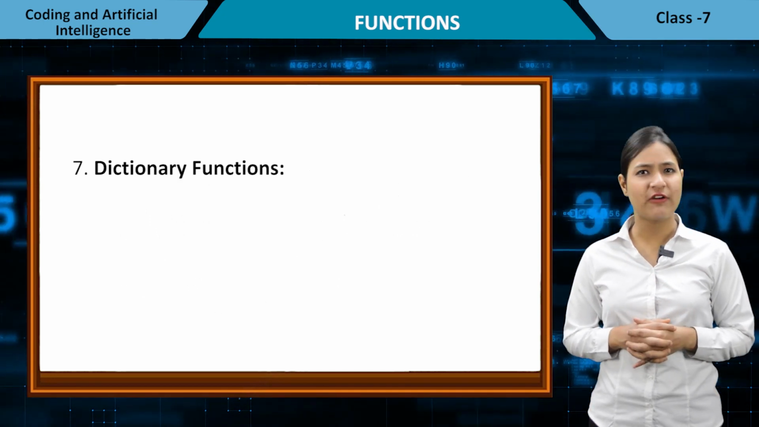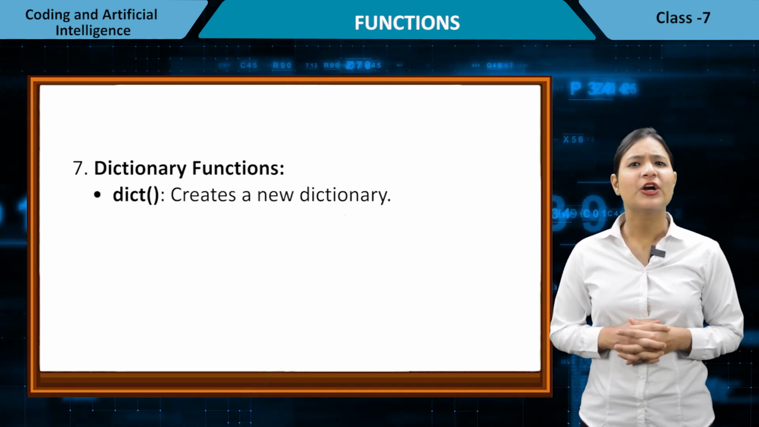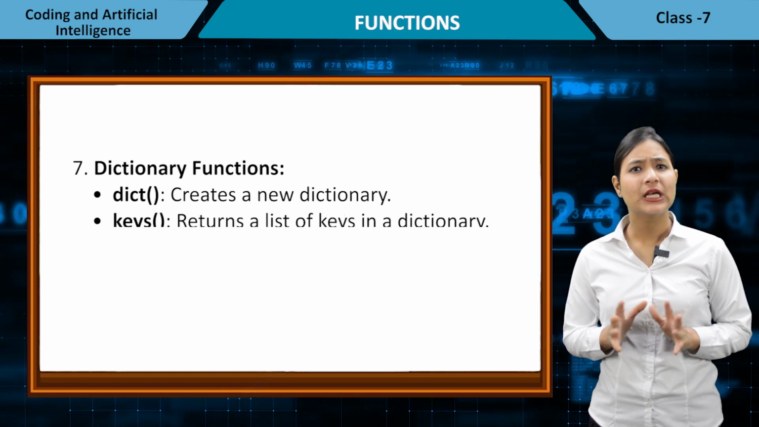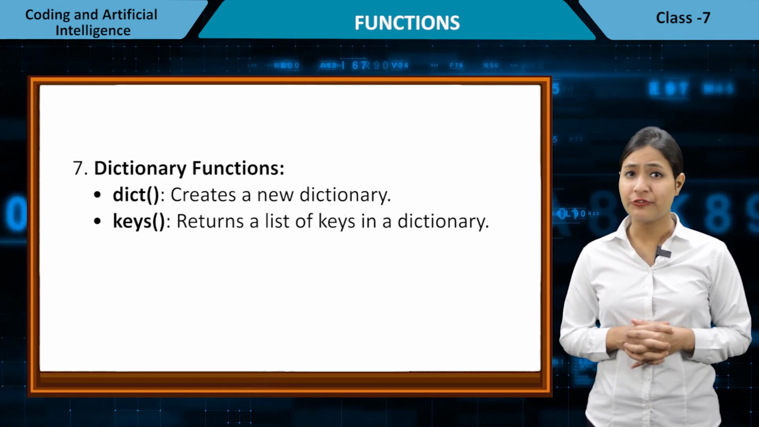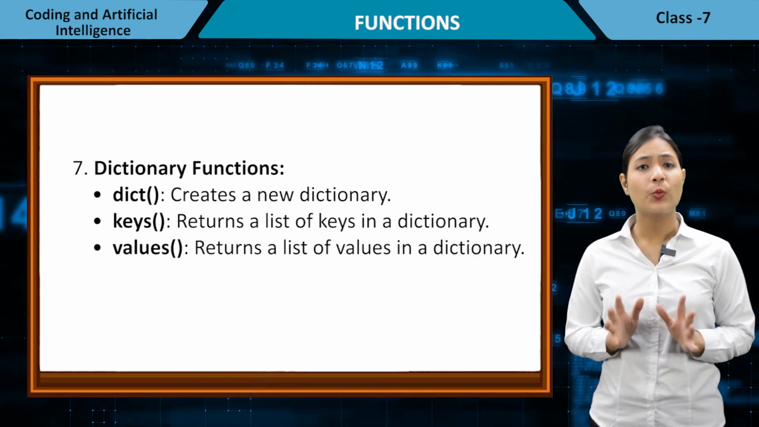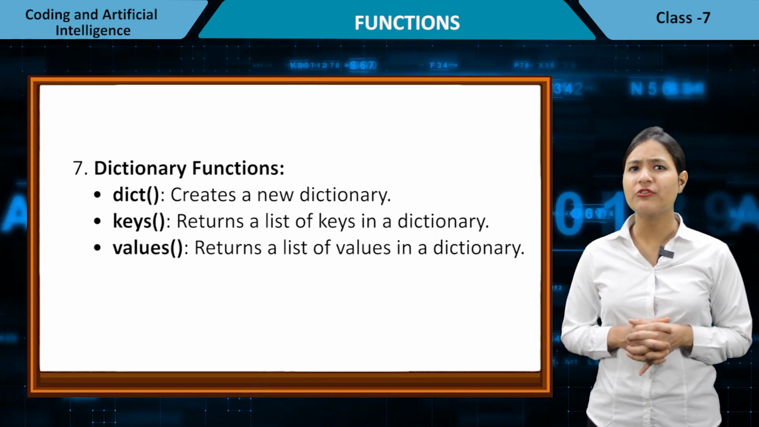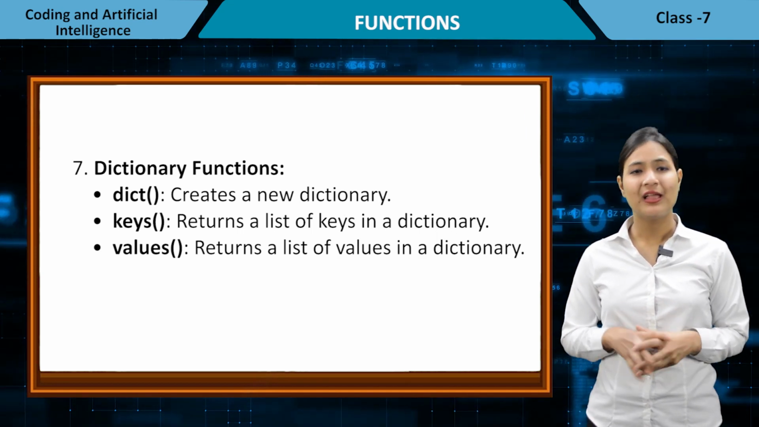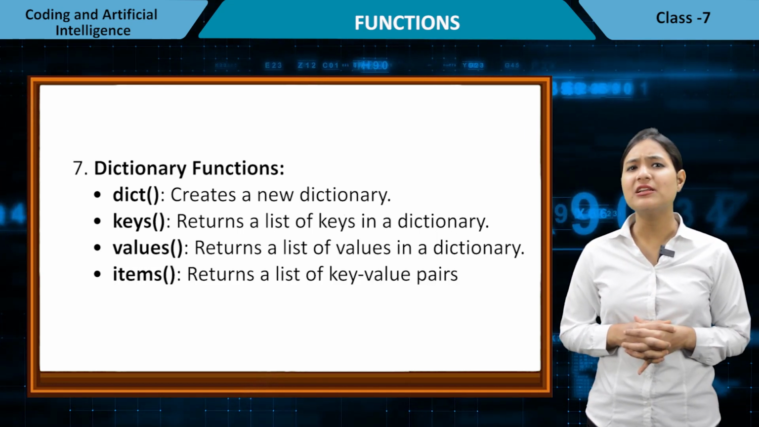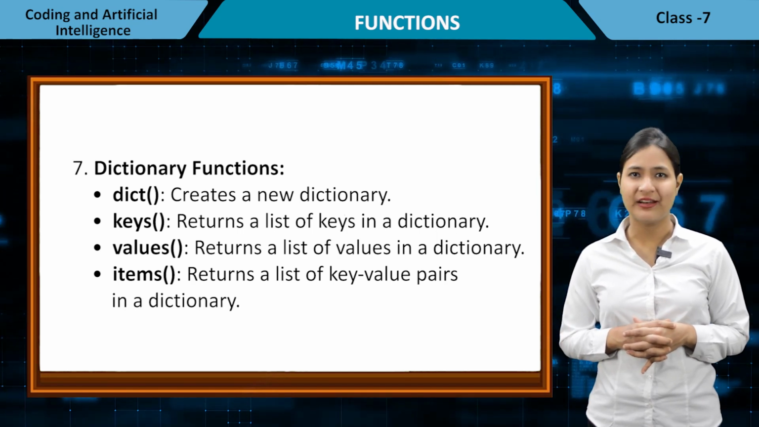Seventh, dictionary functions. Dict creates a new dictionary. Keys returns a list of keys in a dictionary. Values returns a list of values in a dictionary. Items returns a list of key-value pairs in a dictionary.